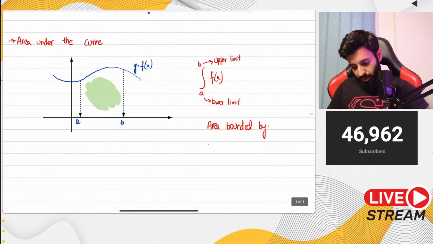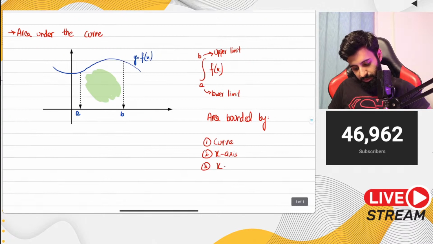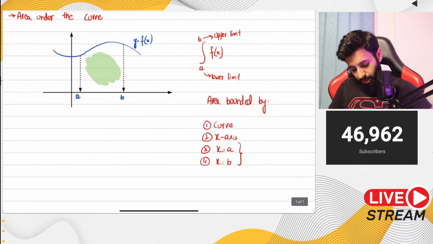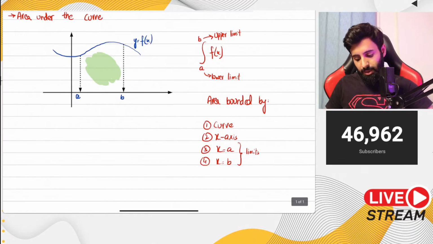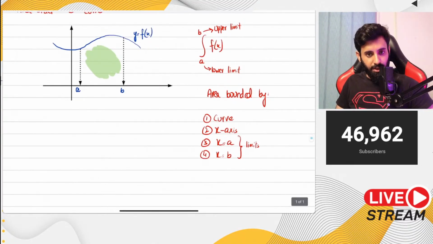The four things are, number one, the curve, obviously. So area that's bounded by the curve. Number two, the x-axis, because your limits are x values. Number three, the line x equals a, because that's your lower limit. And number four, the line x equals b, because that's your upper limit. So these two are your limits, and that's how you end up finding out the area that's bounded by the following: the upper limit, lower limit, curve, and the x-axis.